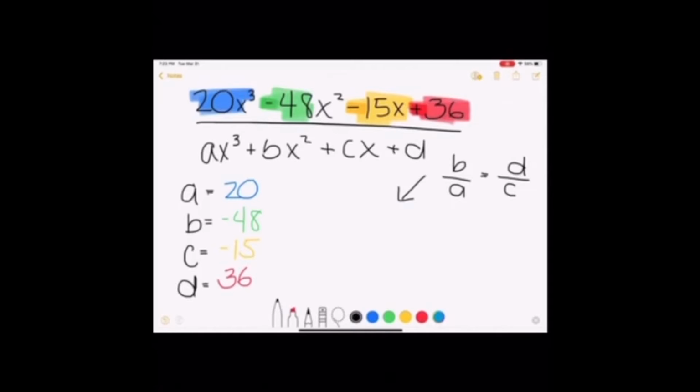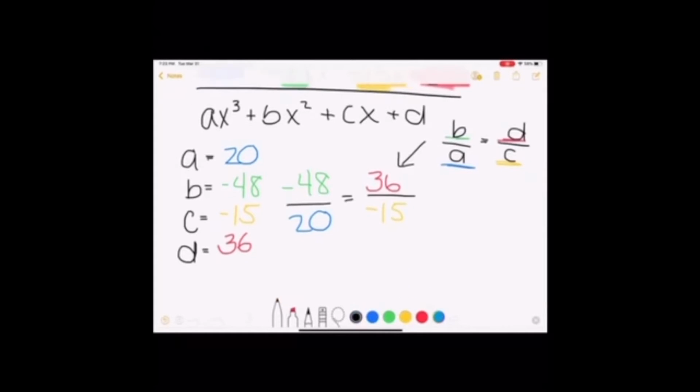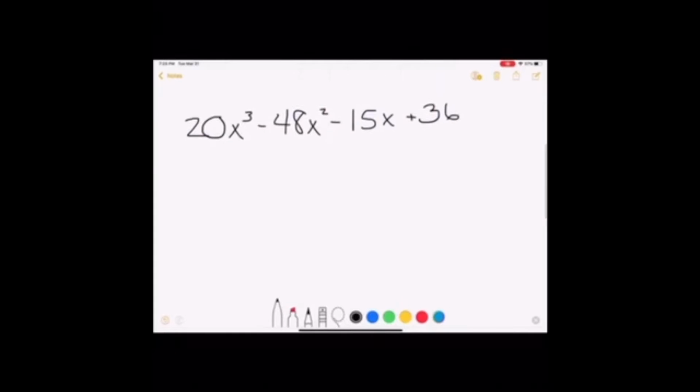Now that we have all of our terms labeled, we are going to use that equation of b divided by a equals d divided by c. This means that we're going to write negative 48 divided by 20 as our b divided by a, and 36 divided by negative 15 as our d over c. Now when we divide these, we get 2.4 for both sides. This means that our equation is good to factor by grouping polynomials.